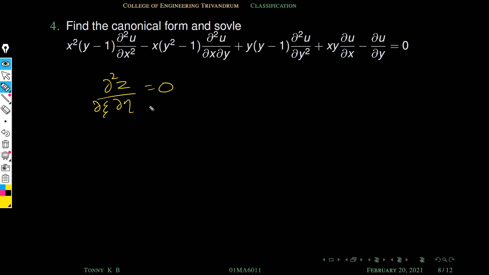Dou square z by dou psi dou eta equal to 0. This is integrable. This is a very elementary partial differential equation. You can find the general solution by only two integrations. How? You should become familiar with this. How to integrate this one?